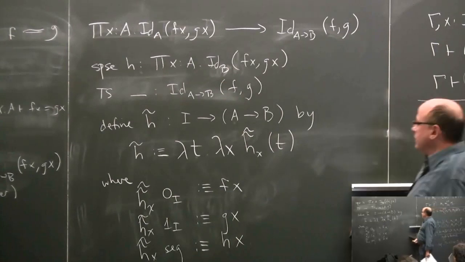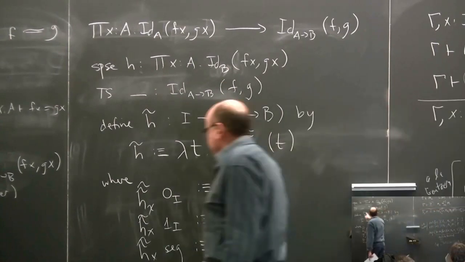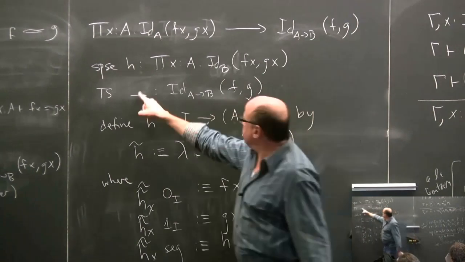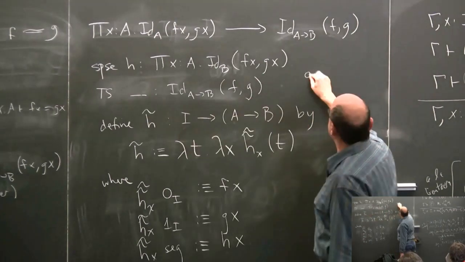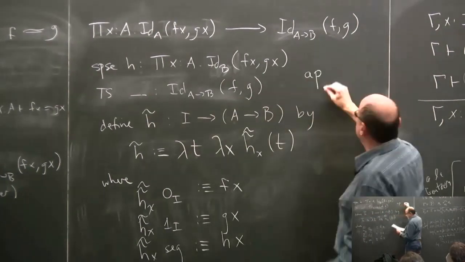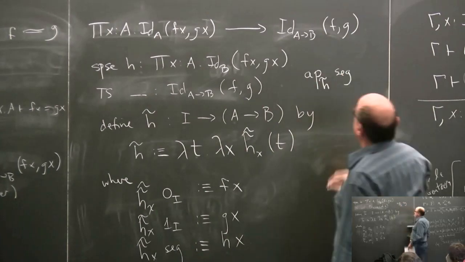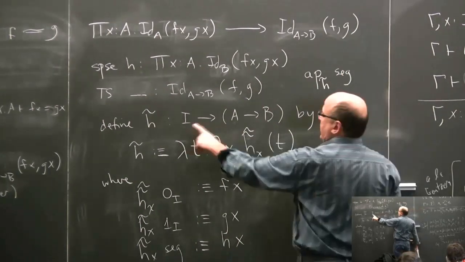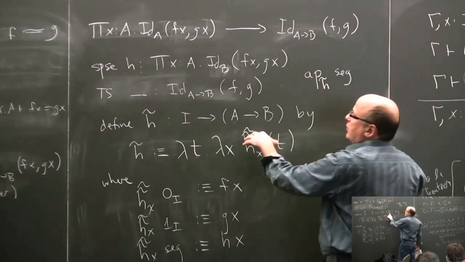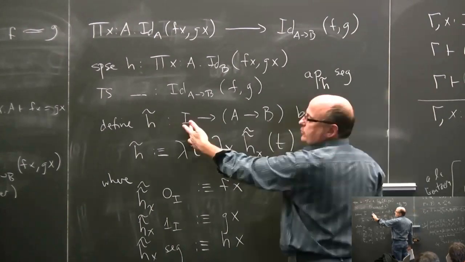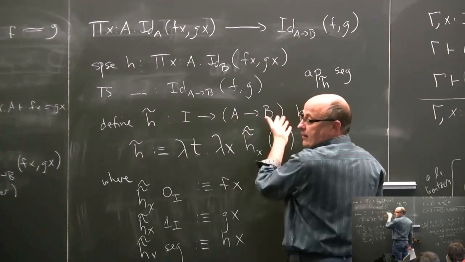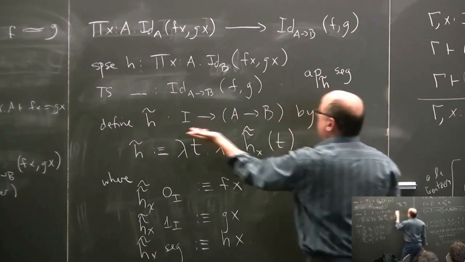Now, if you look at it, what is it that goes here? The thing that goes here is you apply to path of H twiddle to seg. So what is H twiddle? It's I arrow A arrow B. That's the kind of thing that can be applied to a path because it's a function out of I, and a particular path.